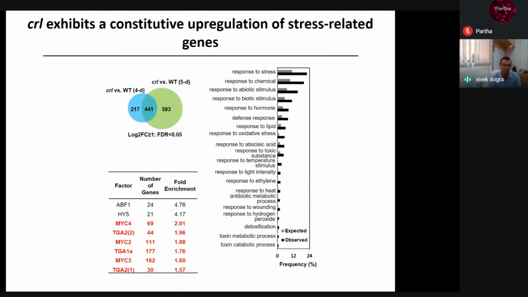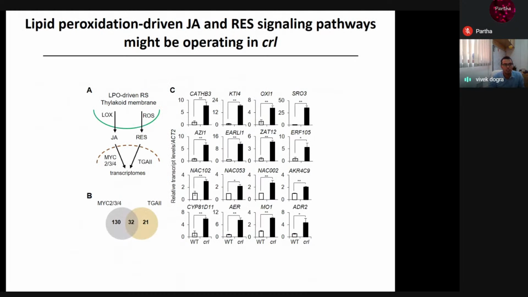Then we tried to find out what kind of transcription factors these genes are being driven by. So we did promoter analysis of these genes, and we found 2 transcription factor families, MYC and TGAs. They were showing significant enrichment, and a significant number of genes were being driven by these transcription factors. Then we looked into the details of what kind of genes these transcription factors basically drive.